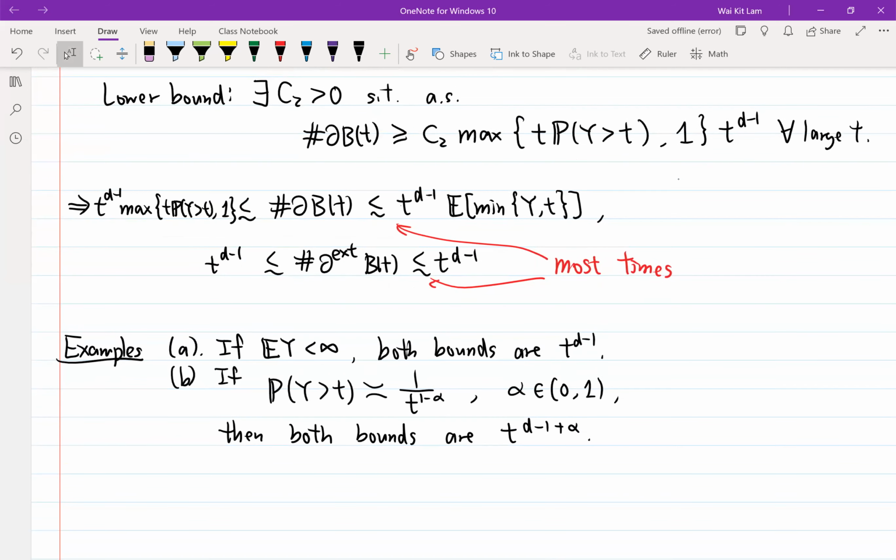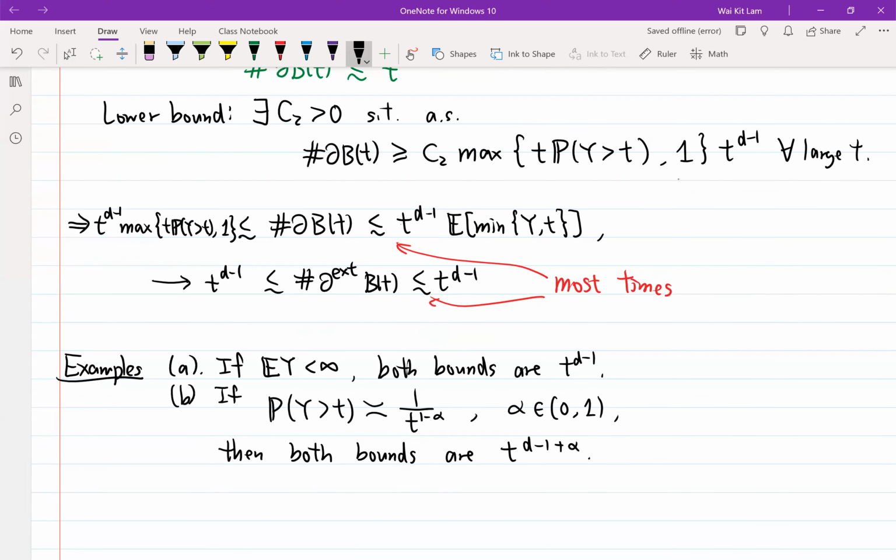So in other words, just look at this second inequality here. You know that the exterior boundary is more or less smooth in some sense because it is of the surface order. But for the whole boundary, you see that the boundary can be larger if you assume that this y has some heavy tail. But as long as the expectation of y is finite, then again, the boundary is also more or less smooth in some sense. Okay. But when the tail behavior of y gets worse and worse, the boundary can be larger. But still, no matter what happens, the exterior boundary is of order t to the d minus 1.